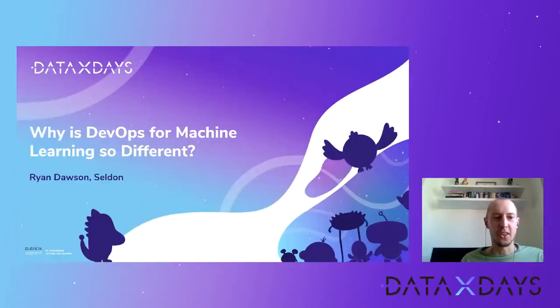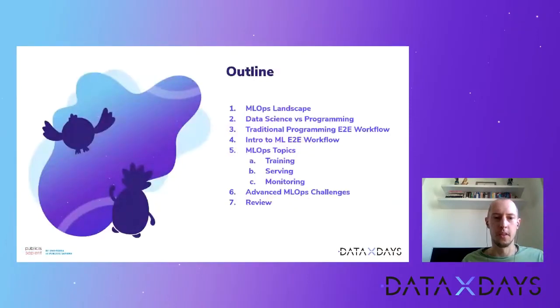Excellent, thank you. So why is DevOps for machine learning so different? This session is going to be a bit of an introduction to the MLOps landscape. In particular, we're going to look at that MLOps landscape starting from a DevOps perspective and understand why the landscape is so complex. In order to do that, we need to understand the differences between data science and programming and how those workflows differ from one another. With a better understanding of the machine learning workflow, we can then drill into more specific MLOps topics, such as, in particular, training, serving, and monitoring.